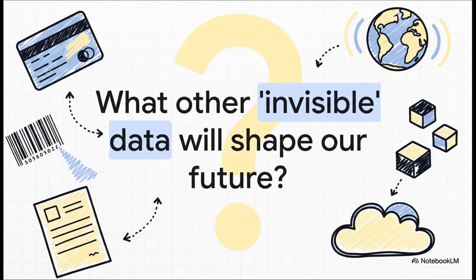And now that you know how to see it, I'll leave you with this question. From facial recognition to RFID tags, what other forms of invisible data collection are being built all around us right now? And how are they going to shape the world of tomorrow?